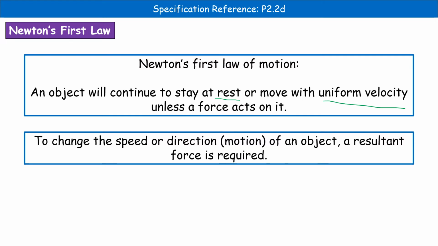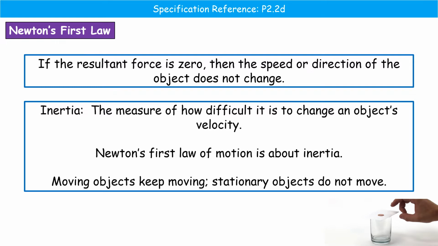Now, hopefully we do remember velocity is a vector, therefore it has a magnitude and a direction. So therefore we could see a change in speed or a change in direction of the object in order to change the velocity. Now, in order to do that, we need a resultant force. If the resultant force is 0, then the speed or the direction will not change. Because if the resultant force is 0, then there is no overall force in a given direction. Therefore, it will just continue doing what it was beforehand.